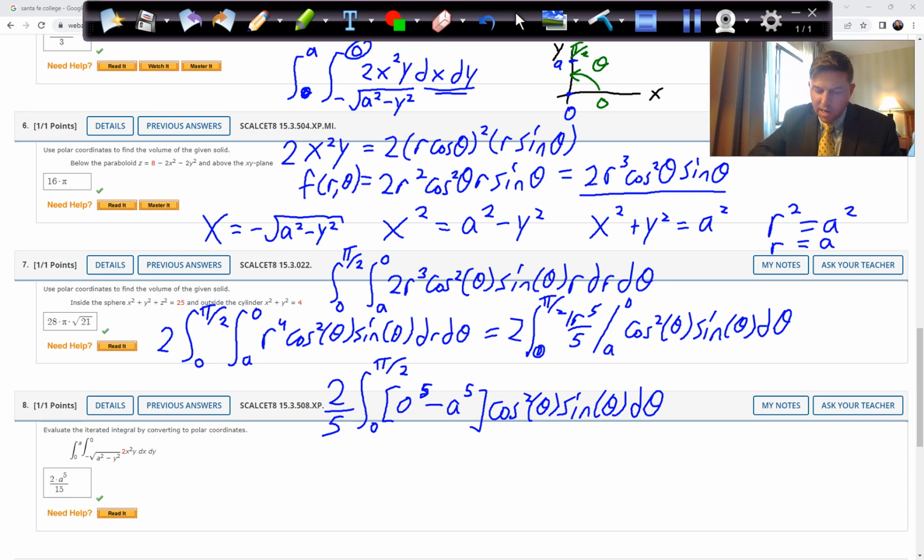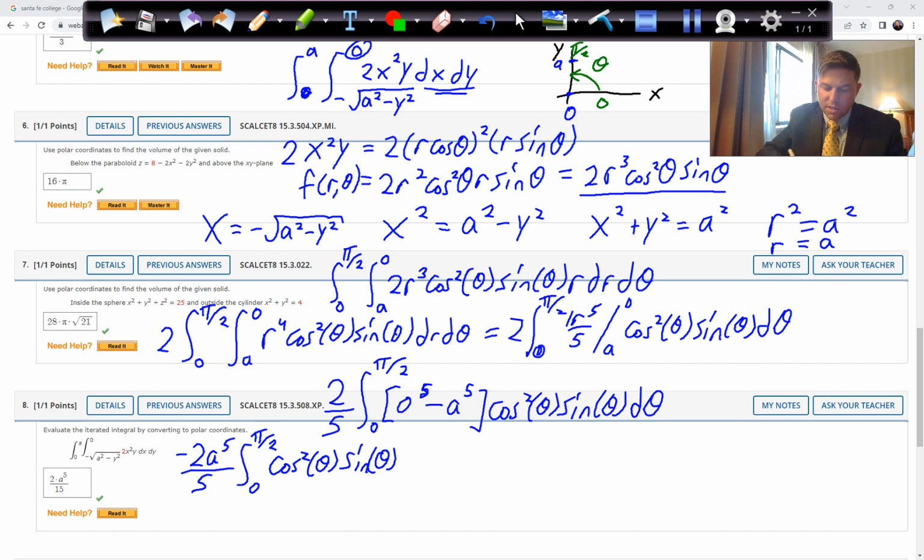But that's going to be minus a to the 5th. And that's just a constant, so I'm going to pull that out. And we're going to write this as minus 2a to the 5th over 5 times the antiderivative from 0 to pi over 2 of cosine squared theta sine theta.